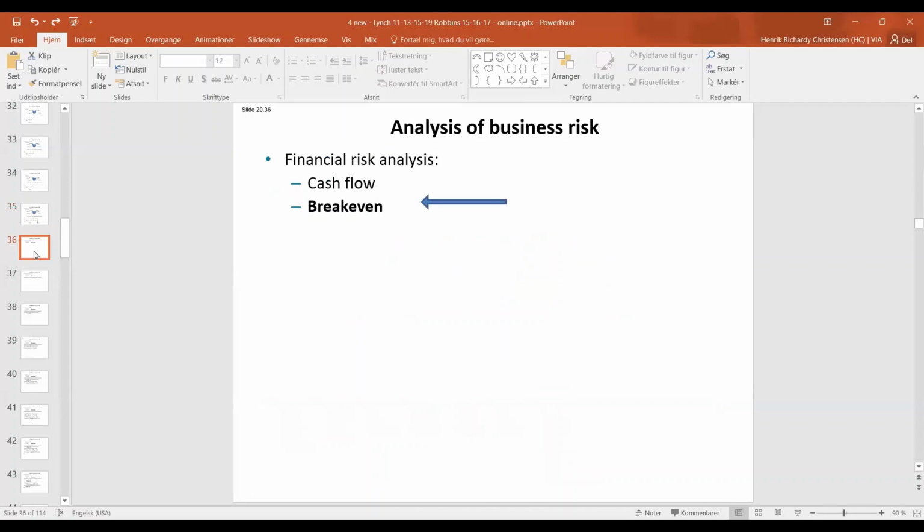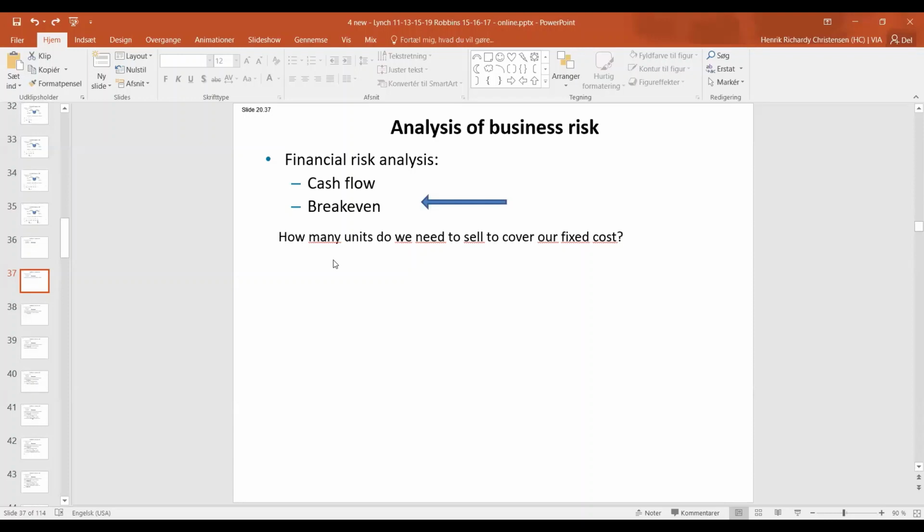Okay, so that was cash flow, and now break even. Let's take a closer look at break even. The idea about breaking even is understanding when we are earning enough money so that we can cover our fixed cost. So in reality, it means how many units we need to sell to cover our fixed cost.